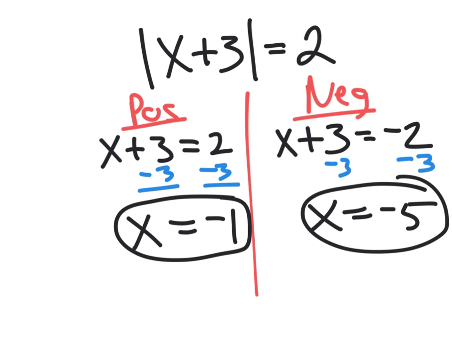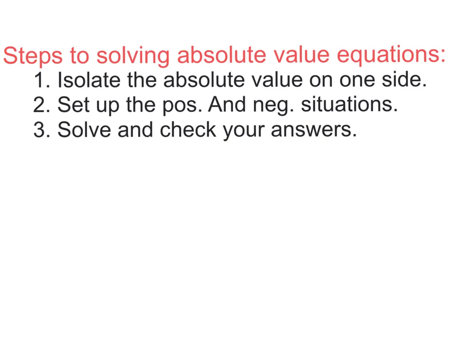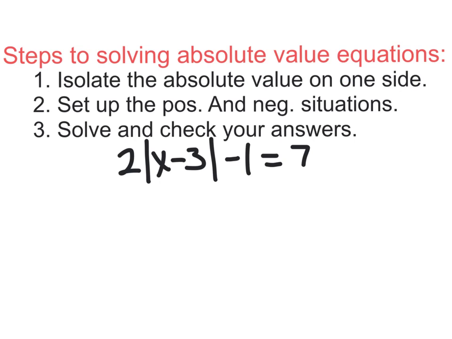So we're always going to be setting these positive and negative situations up, but technically the steps to solving any absolute value equation: Step 1 is to make sure that your absolute value is actually by itself on one side of the equal sign. So step 1 is to isolate the absolute value on one side. Let's go through those steps. So here we are, steps to solving absolute value equations. Step 1 is to isolate the absolute value on one side. So right here we have an absolute value equation. It's an equal sign, there's absolute values, but the absolute value is not by itself. You need to isolate the absolute value.